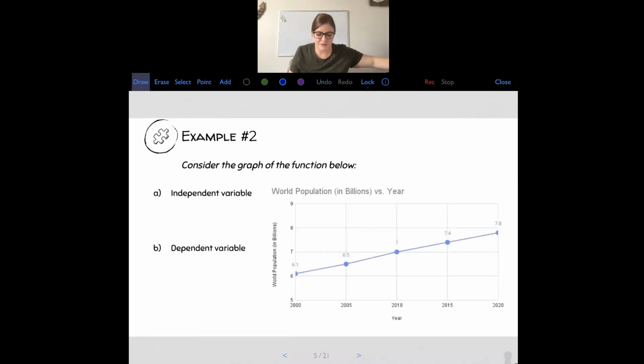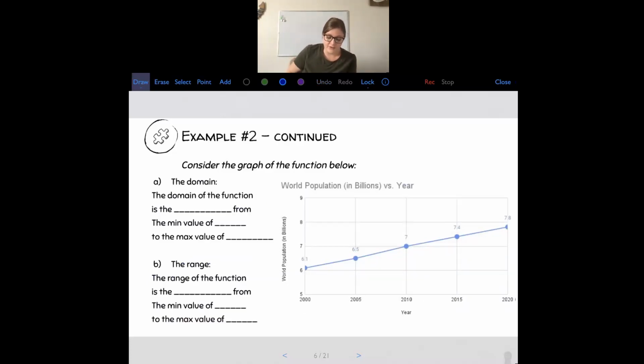Example 2, consider the graph of the function below. First we're going to identify our independent variable, and then we will identify our dependent variable. Independent variable, remember that is x. You can also look at it in the context of the problem. We have years and world population in billions. So our independent variable in this case is years. That means the dependent variable is our world population. Again, this is the x-axis, this is the y-axis, so that can help us determine those as well.